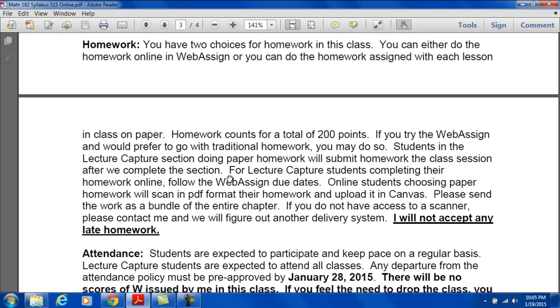For lecture capture, students completing their homework online follow the Web Assign due dates. Online students choosing paper homework will scan in PDF format their homework and upload it in Canvas. Please send the work as a bundle of the entire chapter. If you do not have access to a scanner, please contact me. We'll figure out another delivery system. And it's very possible to go to one of the campuses, and have someone there scan it and email it to me.